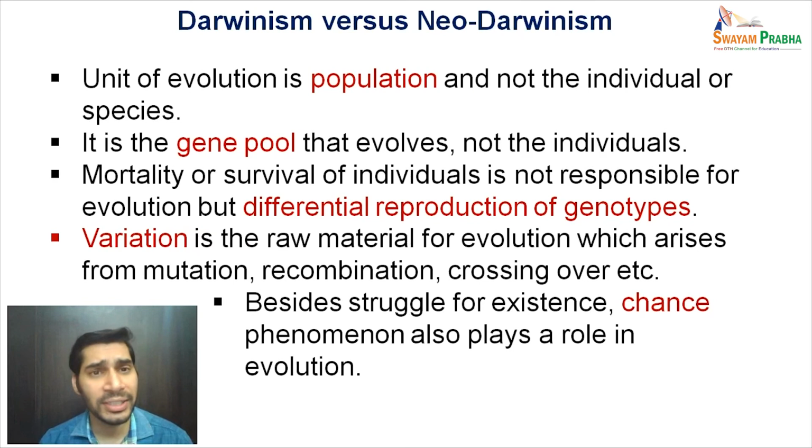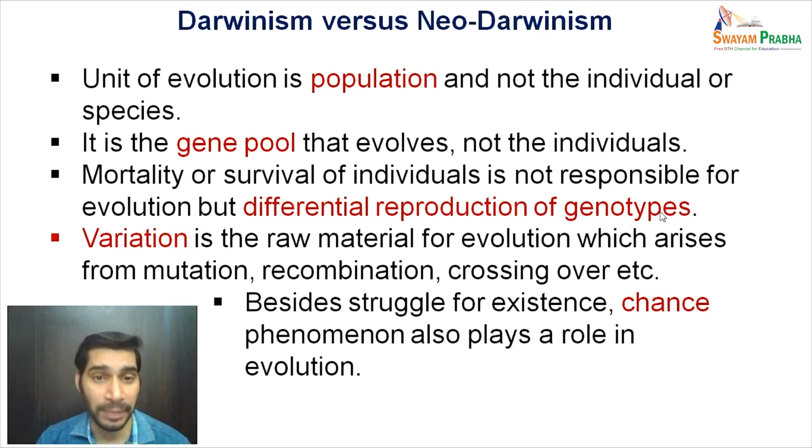Now let us quickly discuss what we mean by Darwinism and Neo-Darwinism in contrasting ways. According to Darwinism, it is the individual or species that is considered the unit of evolution. Whereas the Neo-Darwinian view says it is the population which should be considered the unit of evolution. It is the gene pool that evolves, not the individuals as pointed out by Darwinism. The mortality or survival of individuals is not responsible for evolution as pointed out by Darwin in terms of survival of the fittest, etc. But it is the differential reproduction of genotypes that matters.